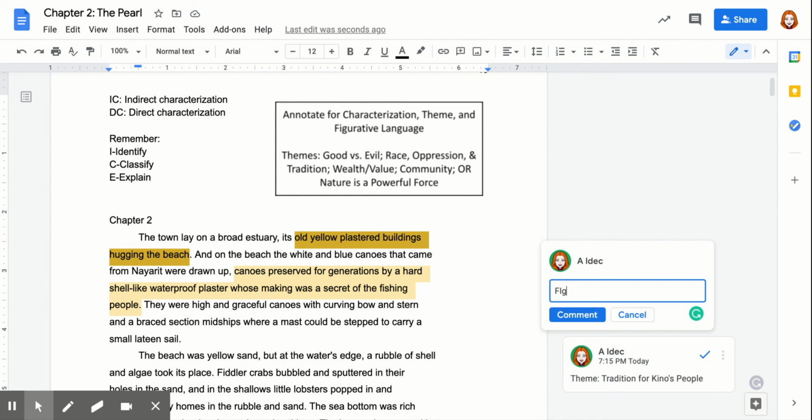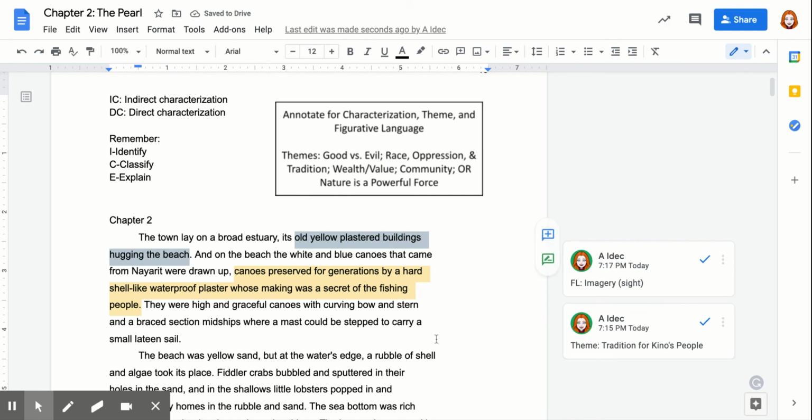So I'm going to label it figurative language. And actually, if you want to make it short, just put FL for figurative language. That's totally fine. I'm going to classify this as imagery, okay? And in your explanation, you can say it appeals to sight, perhaps, the old yellow plastered buildings hugging the beach. So you get a sense of that, or even just delete that and just put sight, okay?